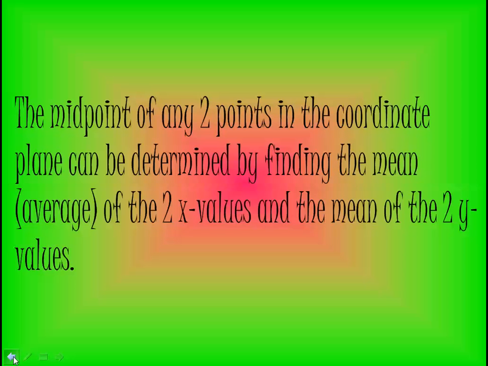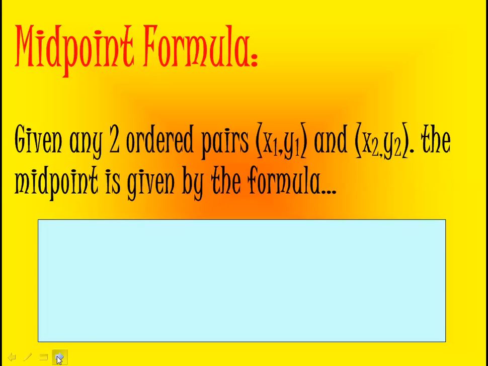We know that if we have two values, the number in the middle can be found by adding the two values and dividing by 2. In other words, finding the average. Therefore, the formula for the midpoint goes along with this.